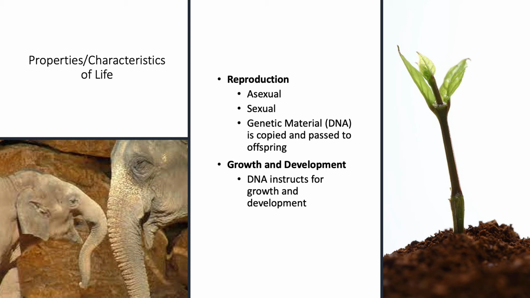Some organisms are going to reproduce asexually, which means they don't have two parents, right? It's a single parent, makes a copy of the genetic material, and essentially splits in half. Animals and plants, however, undergo sexual reproduction. Either way, the genetic material, or the DNA, is going to be passed to the offspring. As the offspring grow and develop, it's the DNA that is the instructions for how that is to happen. The DNA codes for genes, and these genes specify how the growth and development occurs.